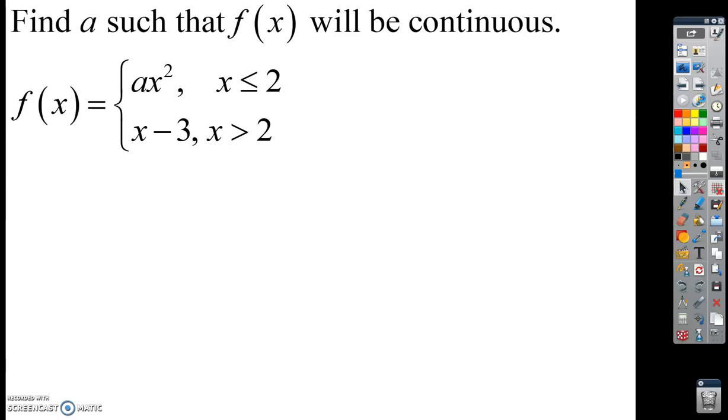So if you just take a minute, pause the video, and see if you can determine what to do. And if you get stuck, unpause the video. I'm going to give a couple hints, but try it on your own first.